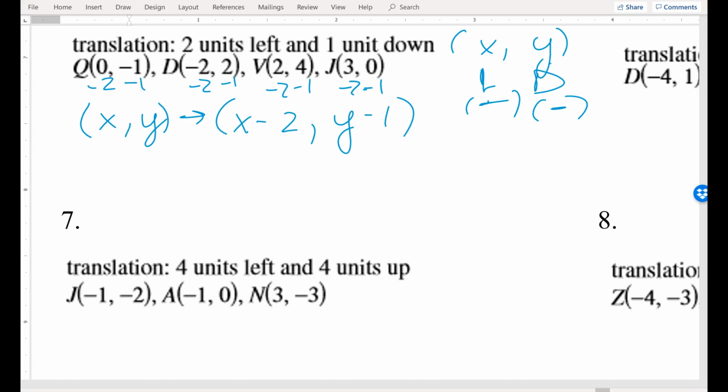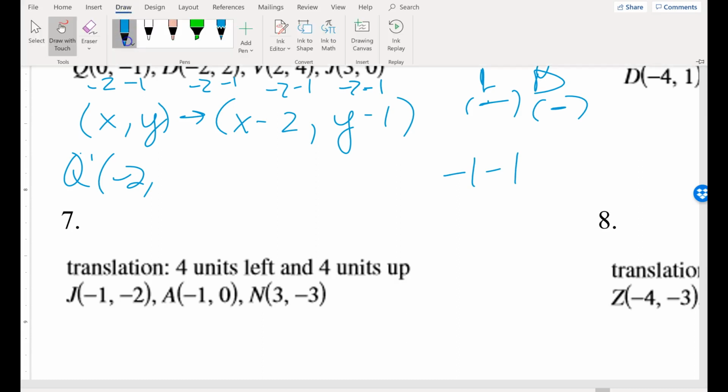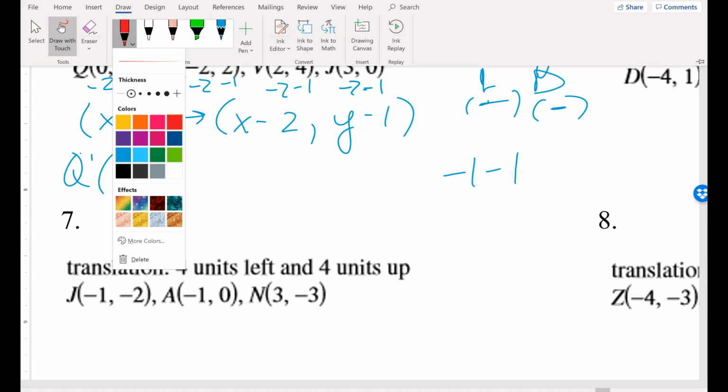And what does this look like? 0 minus 2, this is Q prime. Remember, I'm moving it, so it is negative 2. Negative 1, you don't have to write this down. Negative 1 minus 1. I know some of y'all just need this quick lesson, and I'm done.